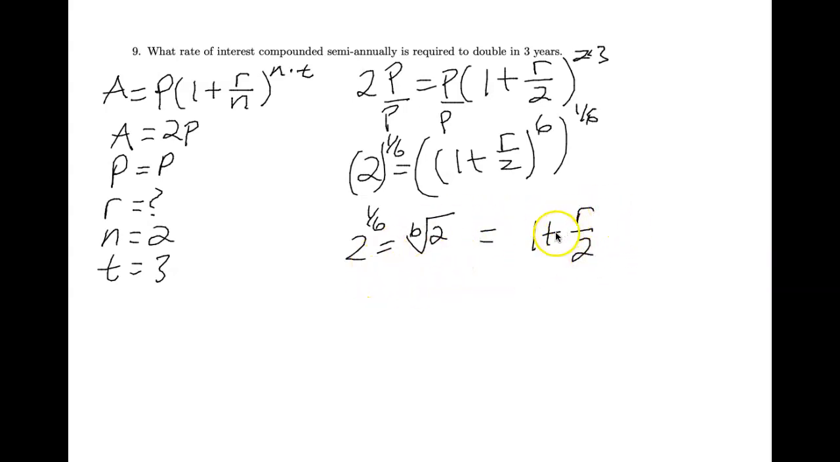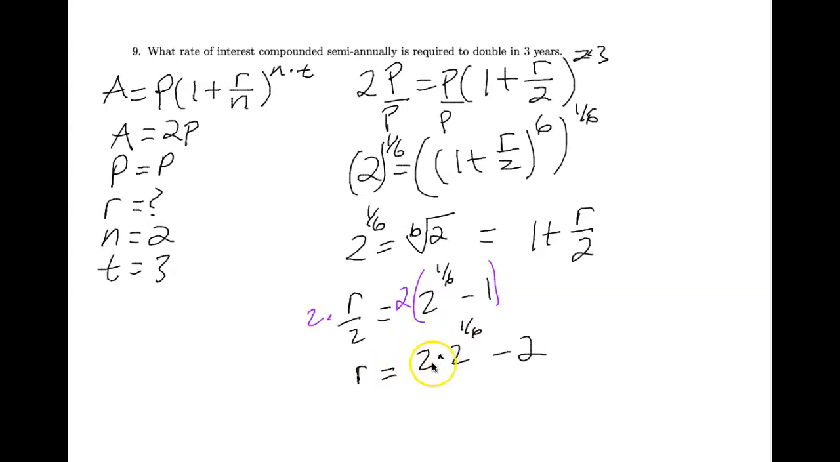This just comes out to a linear equation, so we'll subtract 1 from both sides and then multiply by 2 on both sides. So we'll have r over 2 equals 2 to the 1/6 minus 1. Multiply both sides by 2, and we get r equals 2 times 2 to the 1/6 minus 2. When we multiply the 2 to both sides, notice that you're distributing.